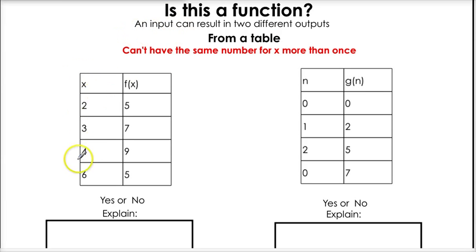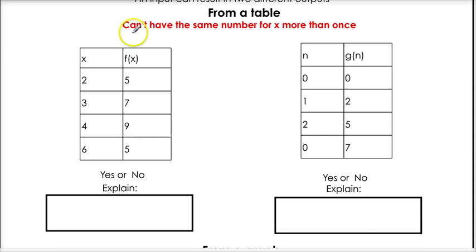Now, basically, the whole concept is this. When you input a number, the x can't have two different outputs. What I mean by that is this. If you look at both these tables, what you cannot have is the same number for x more than once. So if you look down your x's, you have 2, 3, 4, 6. Since it doesn't repeat, you know this is a function. That's a yes, because with 2, 3, 4, 6, you do not have the same number for x more than once.